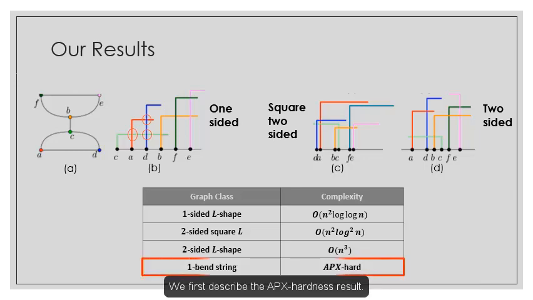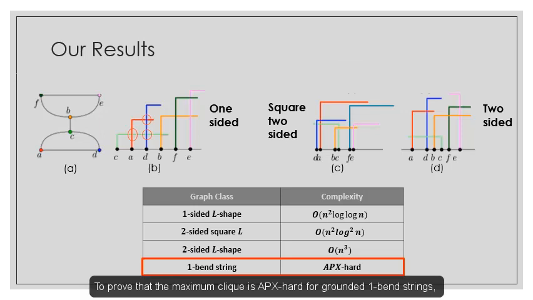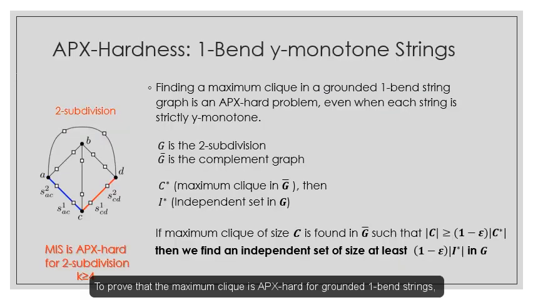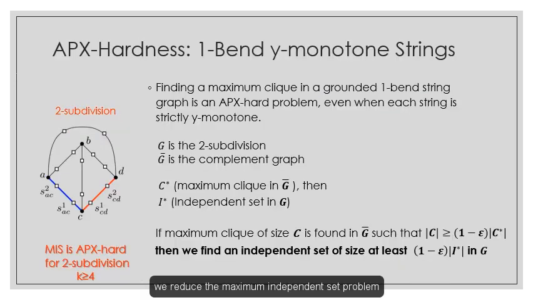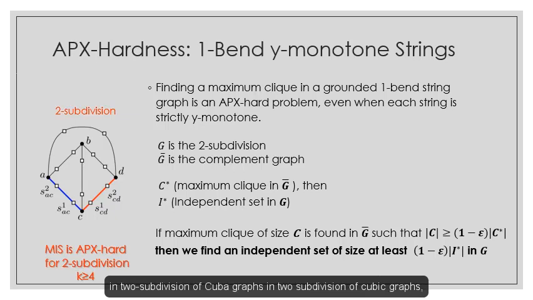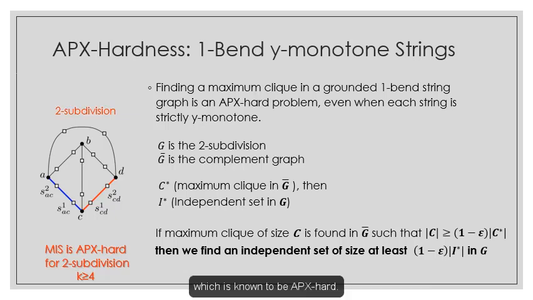We first describe the APX-hardness result. To prove that the maximum clique is APX-hard for grounded one-bend strings, we reduce the maximum independent set problem in subdivisions of cubic graphs, which is known to be APX-hard.